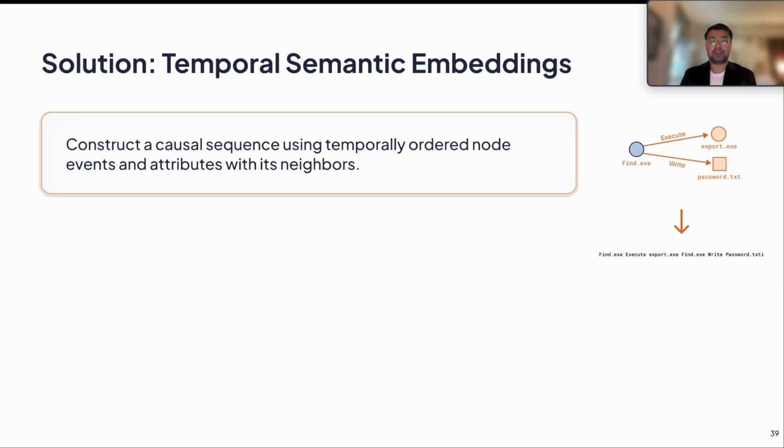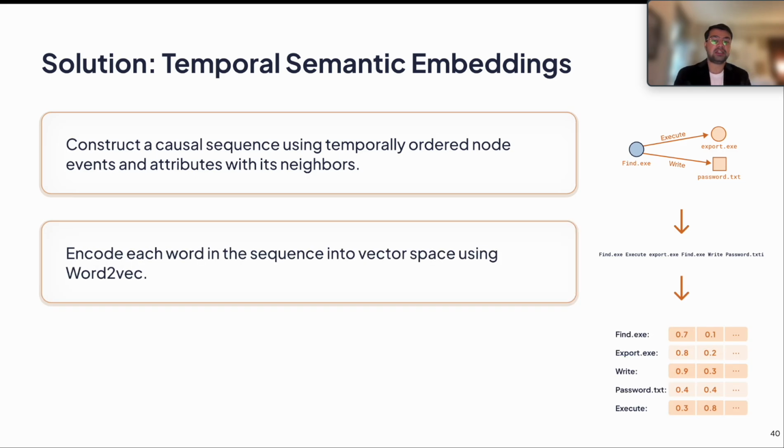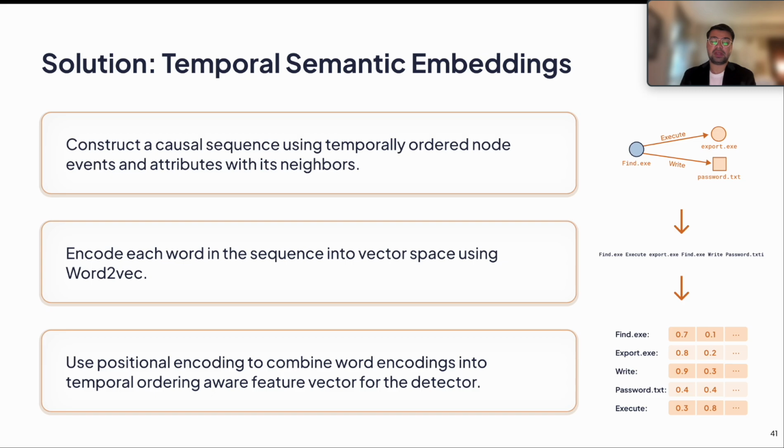So for temporal semantic featurization, Flash first constructs a causal sequence using temporally ordered node events and attributes which it has with its neighbors. And then each word in the sequence is encoded into vector space using a word2vec model. Then for capturing the temporal information between events, Flash uses a positional encoding scheme to combine these word encodings into a temporal ordering aware feature vector for our anomaly detector.